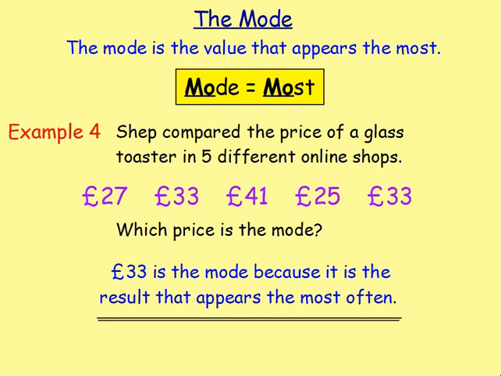So in here, Shep compared the price of a glass toaster in 5 different online shops. The mode is just the number that appears the most. There's the 33 there, there's another 33. The 33 is appearing twice, all the other numbers just appear once, so 33 is the mode.